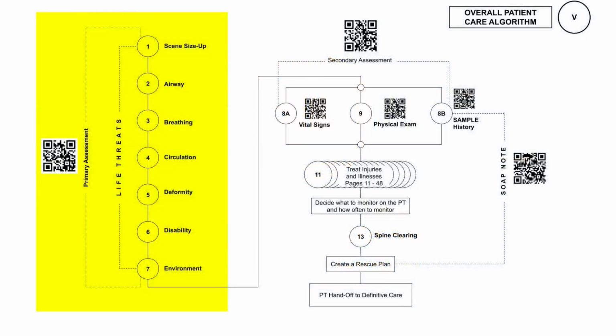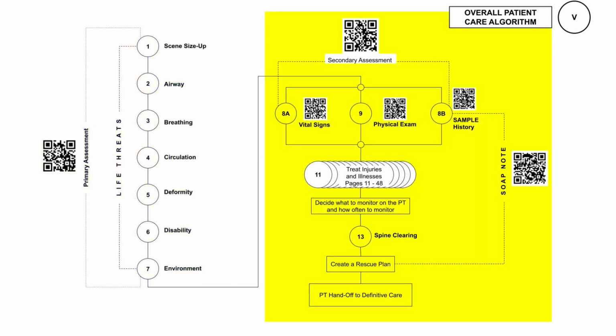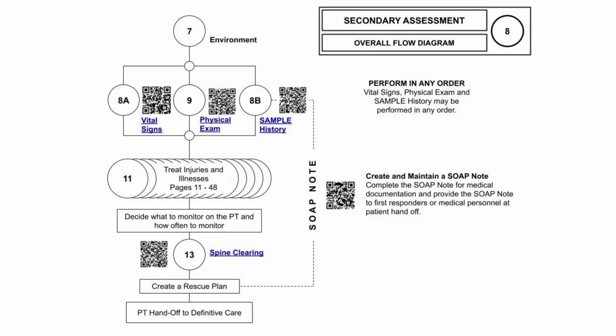Following the primary assessment, where we conducted an expedited physical examination to identify and address any immediate life-threatening conditions, we now transition to the secondary assessment. This phase entails a comprehensive and detailed physical examination to uncover any injuries or illnesses that may not have been immediately apparent.